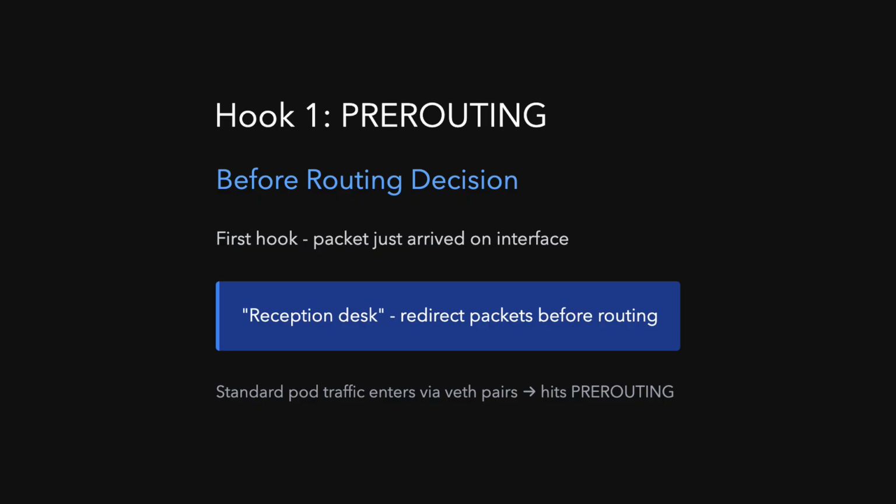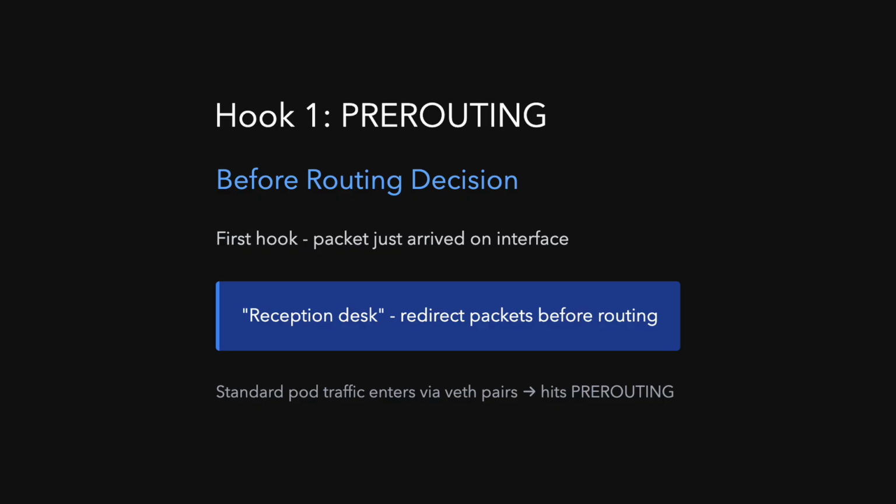Think of pre-routing as the reception desk. Packets just walk in the door and we can redirect them before they even check where they're supposed to go. Common use cases are port forwarding and DNAT. We change where packets are going before routing. Also, it can be connection tracking setup. We mark new connections for tracking and early packet classification. We tag packets for special handling.